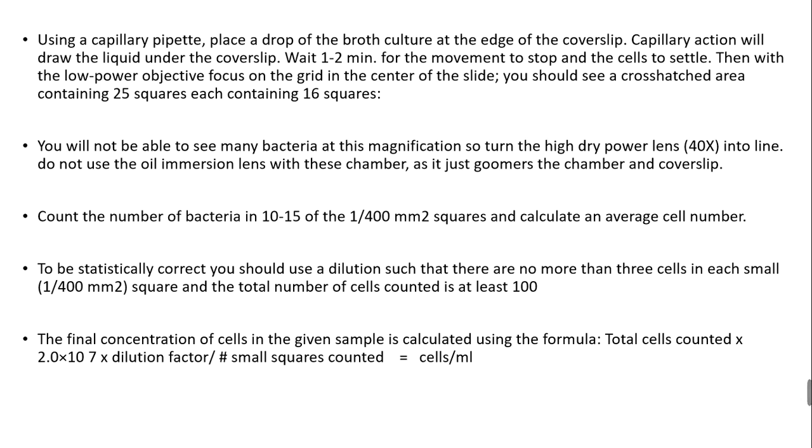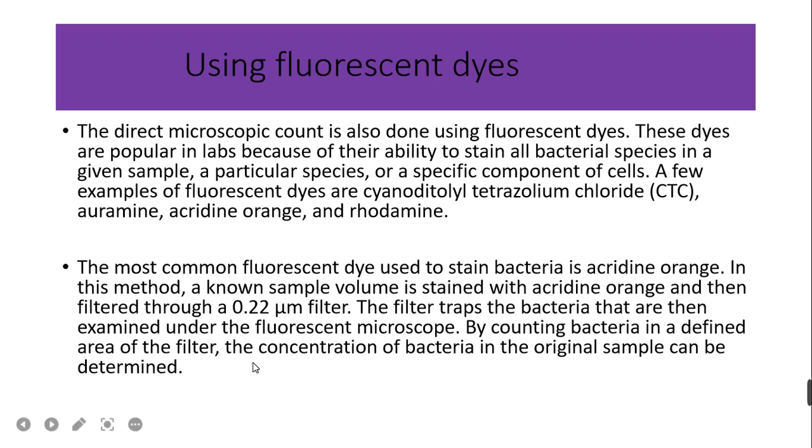We use a capillary pipette to take a drop of the broth culture on a slide, and you'll be able to see the bacteria by magnifying your microscope to 40 times. Then you can count the bacteria in 10 to 15 of the 1 over 400 squares. Then you can calculate the average size. The formula that we actually use to calculate this is total cells counted times 2 times 10 raised to the power 7 times the dilution factor which you used.